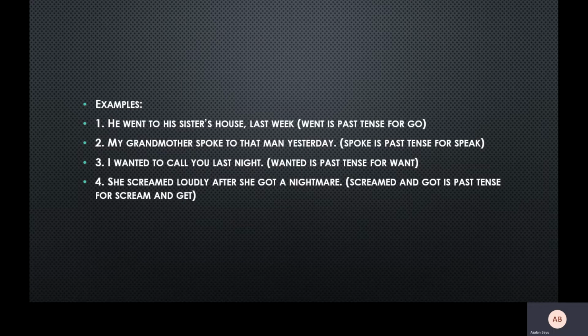All right, if you notice it, screamed and got, you don't need to plus s because you don't need to follow a subject agreement. You don't say she screams or she got. No, only because it's already in the past form. No matter the subject is singular or plural, okay, you just focus on the past form.